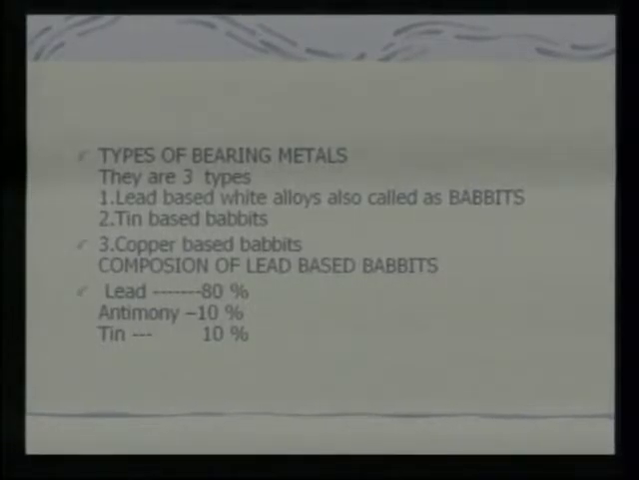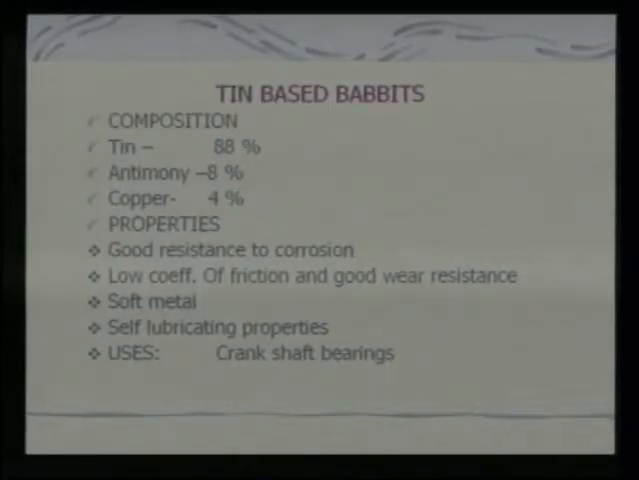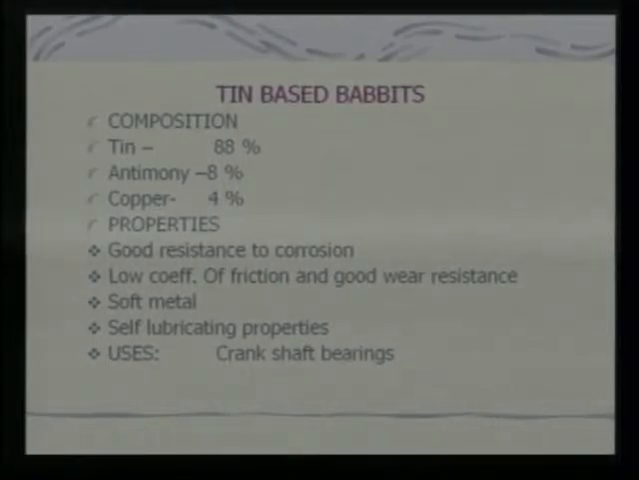Types of bearing metals, there are three types: lead based white alloys, also called as babbitts. Number two is tin based babbitts, and number three, copper based babbitts. Coming to the composition of lead based babbitts, lead is up to 80%, antimony is 10%, tin is 10%. Tin based babbitts, their composition is like this: tin is up to 88%, antimony 8%, copper 4%.